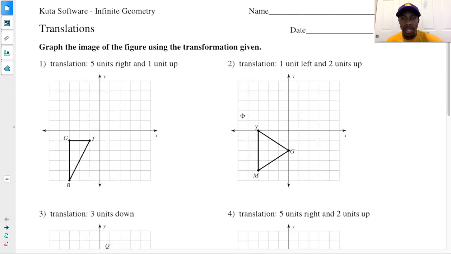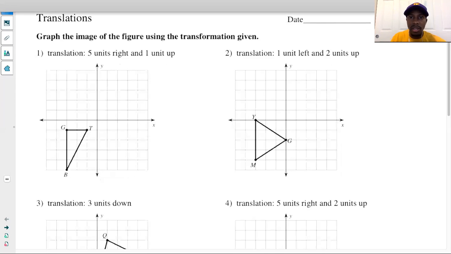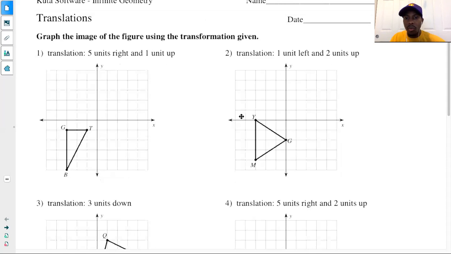Oh, hold on 1 second. Let me just make sure I can annotate on here. Okay, cool. So if I go 1 unit to the left, 2 units up, this is my new point right here. Hold on 1 second. Got some technical difficulties here. Gotta work it out. Cool. All right, perfect.